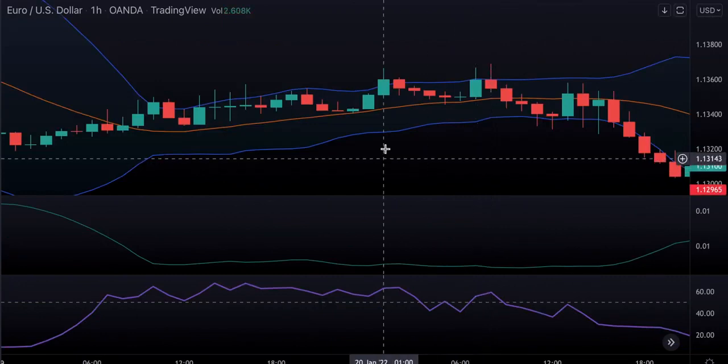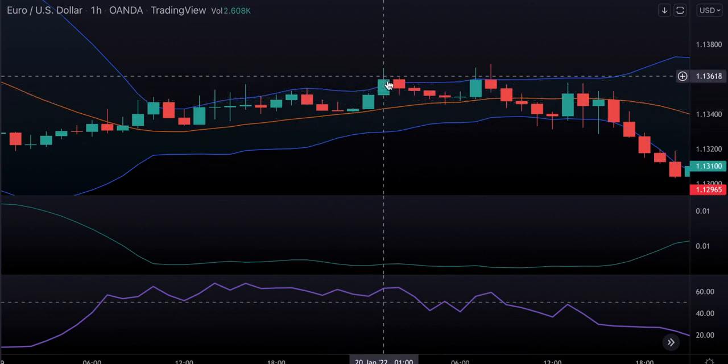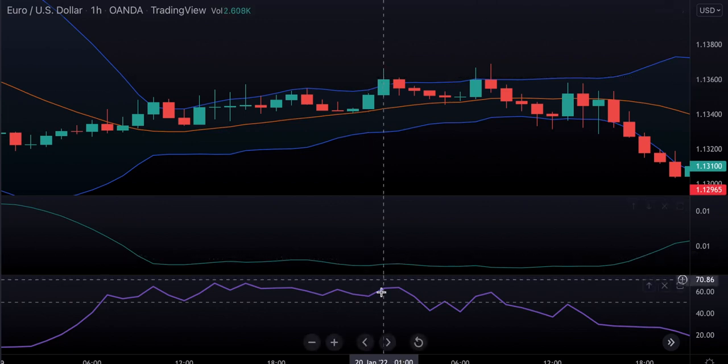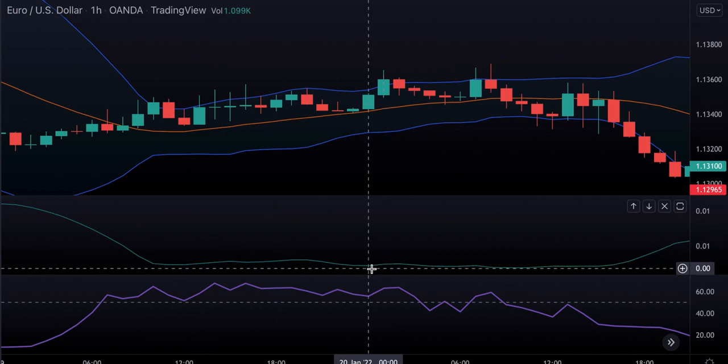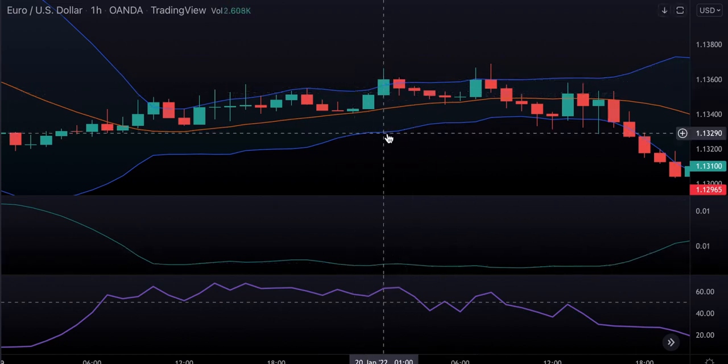So for example, this long signal right here, we see the range in markets, we see the bullish candlestick crossed and closed above the Bollinger Bands. We see the money flow index is above 50, but our line is flat, so it's not increasing in value, it's not pointing upwards, so we would have skipped this trade.